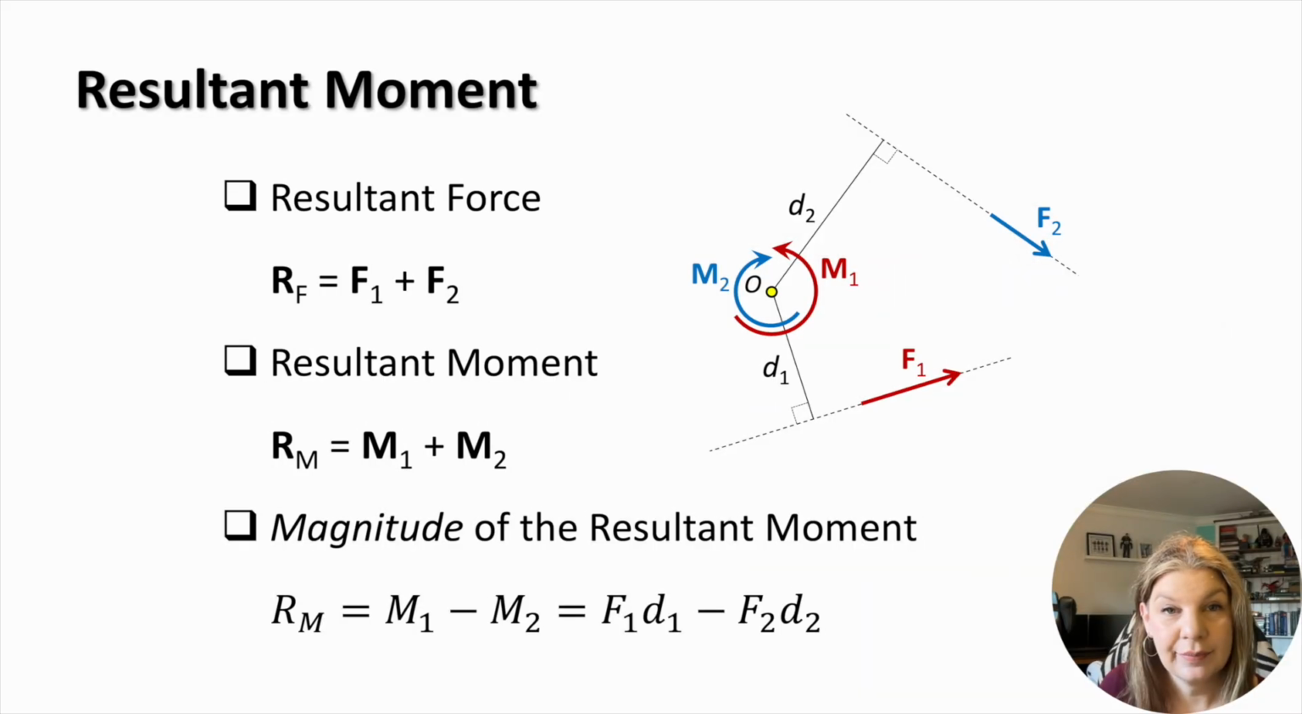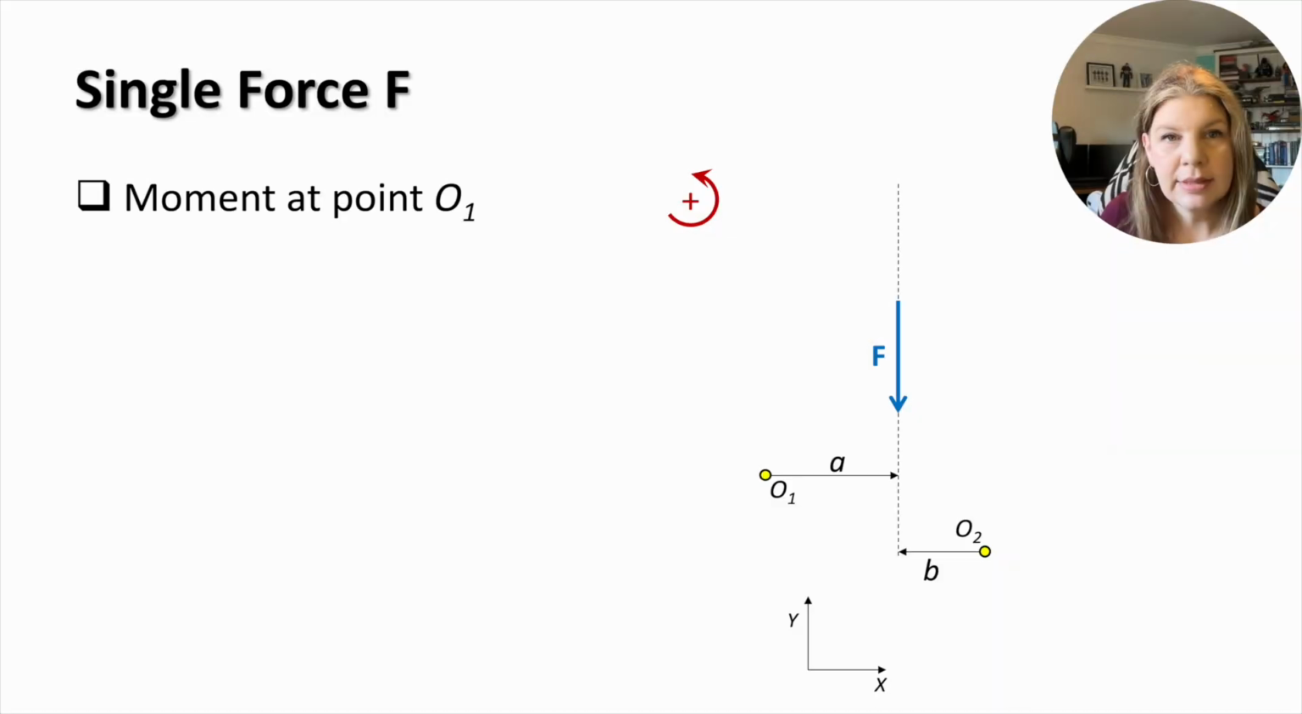As discussed earlier, the sum of a system of forces gives the resultant force. Accordingly, the sum of moments produced by forces of this system around a certain point is the resultant moment. The magnitude of the resultant moment is the sum of magnitudes of the moments generated by each force: force times distance. Let's consider a force F acting vertically downwards as shown on this slide.